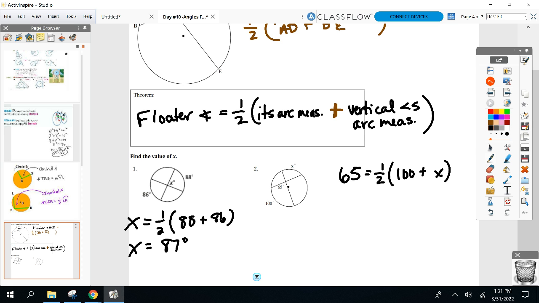So decide what you're doing. If you're going to distribute the 1/2, go. If you're going to get rid of the 1/2, you have to multiply both sides by 2. It's up to you. If I multiply both sides by 2, the 1/2 and the 2 are gone. 130 equals 100 plus X. And then go ahead and move the 100 over. Yes. Floater angles.